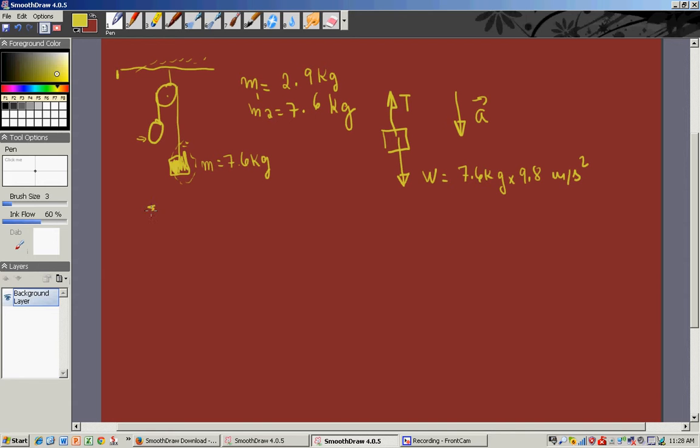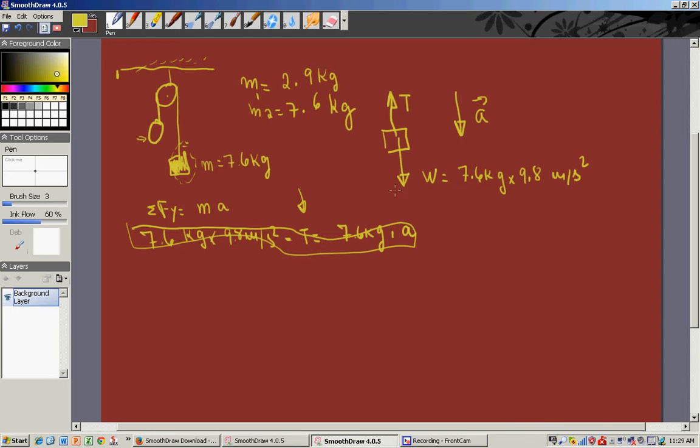So when you do your Newton's second law of motion, the sum of forces in the y direction must be equal to mass times the acceleration. Then you go 7.6 kilograms times 9.8 meters per square second. That is the weight minus your tension is equal to the mass, 7.6 kilograms, times acceleration. So we have one equation and two unknowns, which are T and a. We don't know these values.